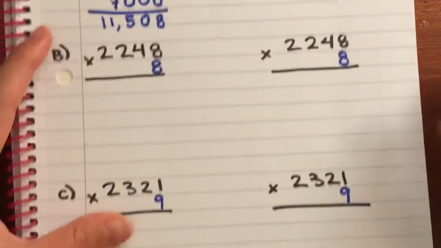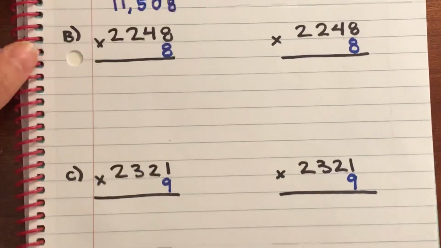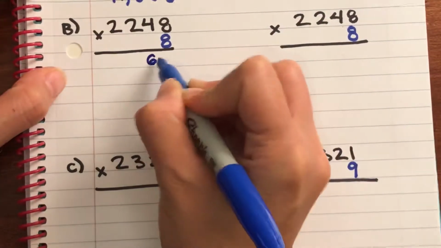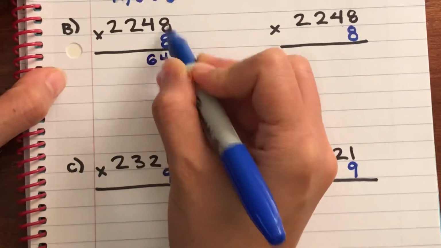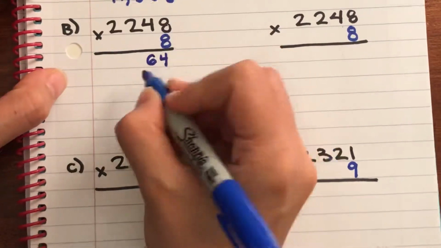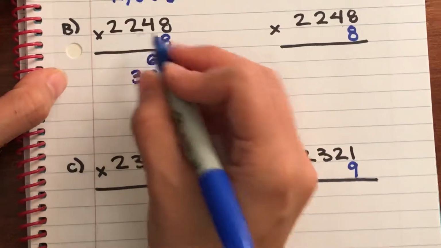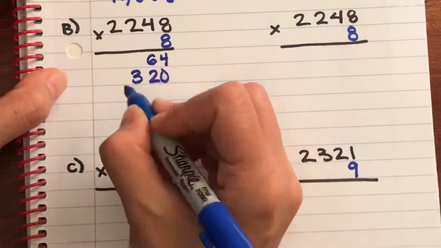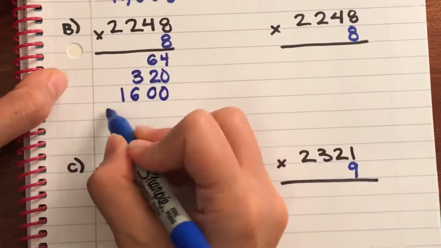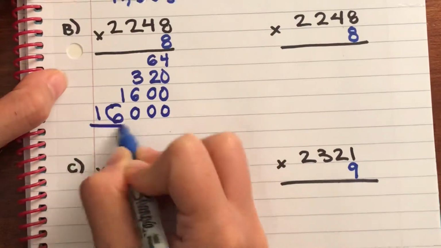Looking at B, we're going to do the exact same thing, but with a different problem. So 2,248 times 8. 8 times 8 is 64. Both my 8s are in the ones place, so it's just 64. 8 times 4, 8 times 40 is 320. 8 times 2, or 8 times 200 is 1,600. And then 8 times 2, or 8 times 2,000 is 16,000. Make sure I'm lining up my place value.